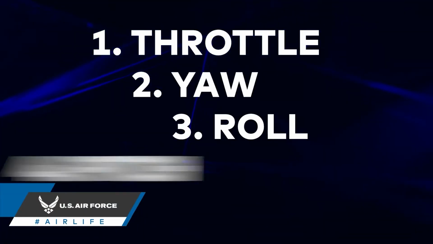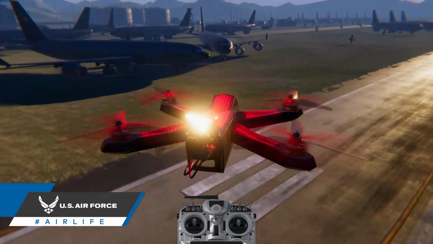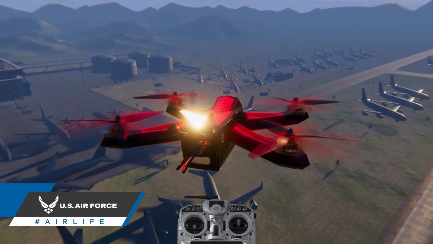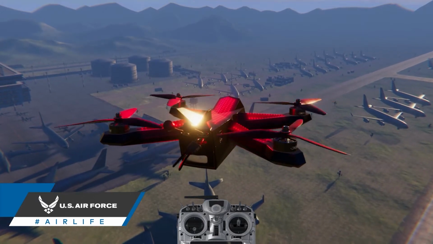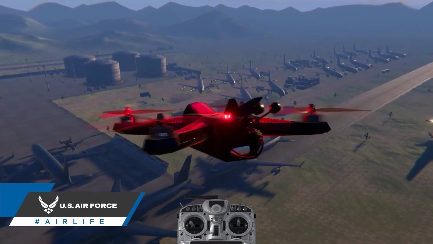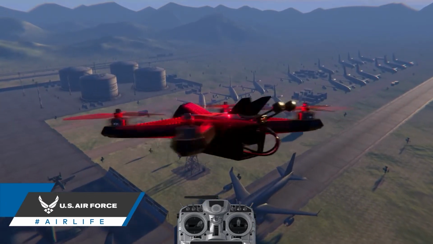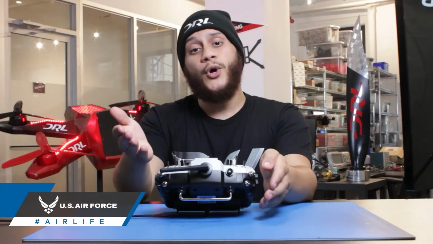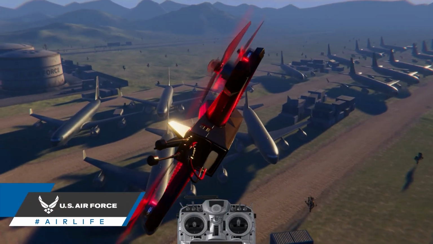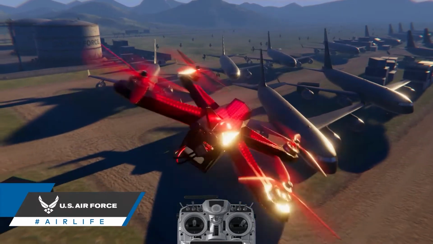yaw, roll, and pitch. Throttle is when I increase elevation by using the up and down motion on the left stick. When I drop my throttle, the only thing bringing me down is gravity. Yaw describes the left and right motion of the left stick, a movement on the z-axis. On the right stick, we have roll and pitch. Roll describes the left and right motion. This is similar to a banking motion on an aircraft.